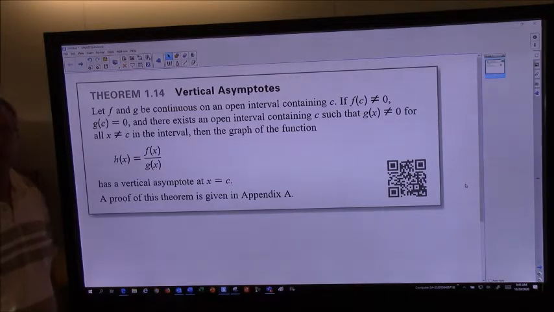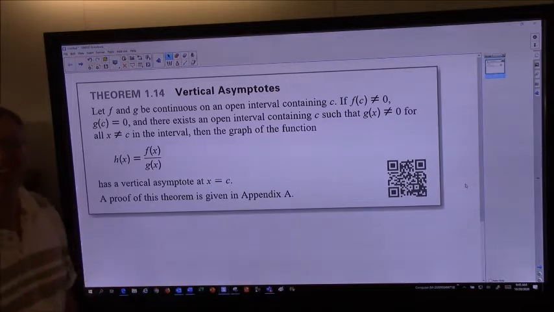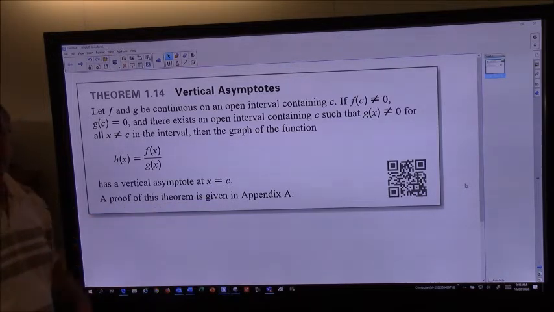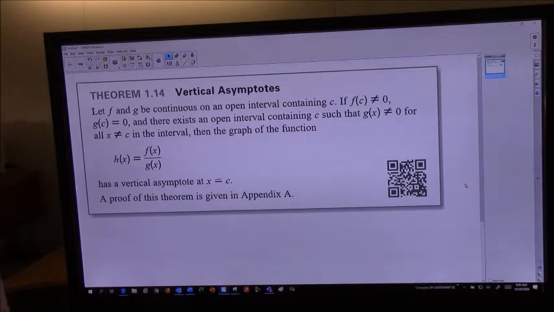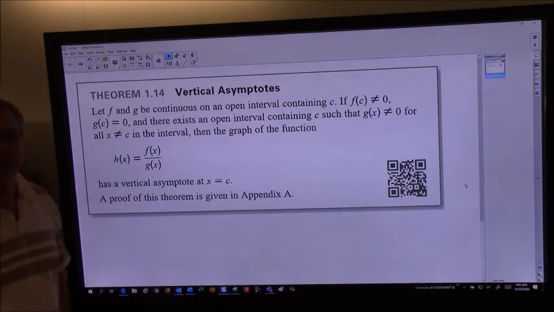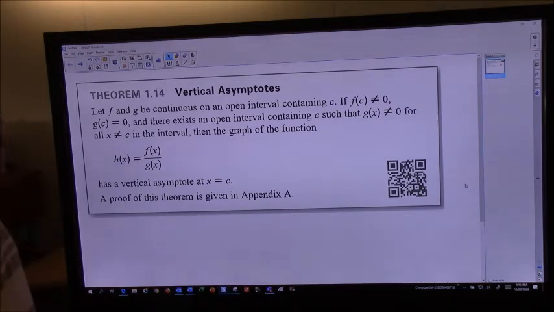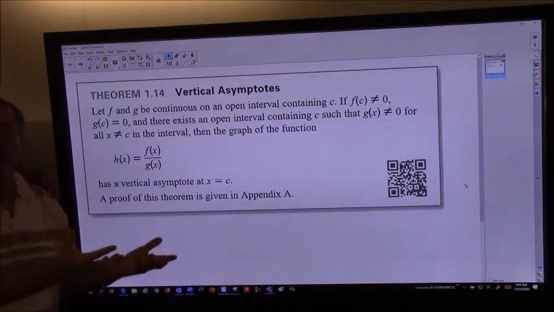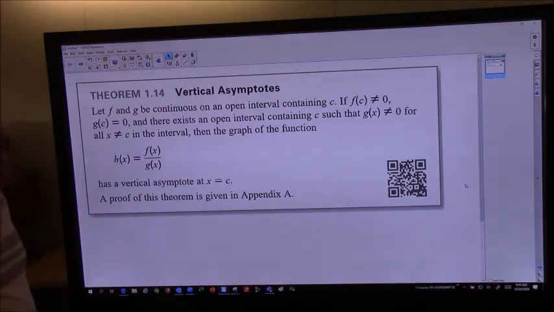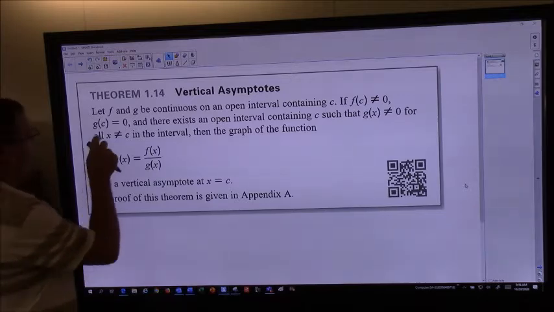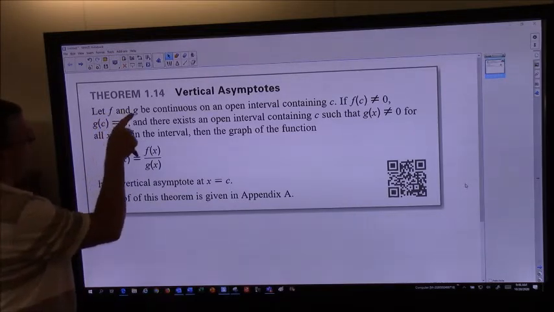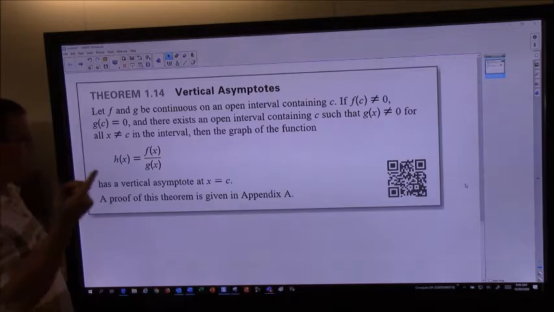Well, duh. Of course it does. And there's a proof in Appendix A if you want to take a look at it. Oh my gosh. What did they just say? Well, let's break this apart slowly, kind of like we did last time. So my first question is what's f and what's g?